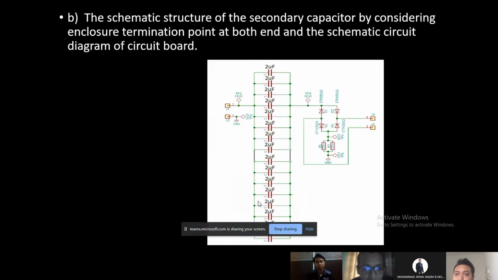And next I will pass to Nur Nazmi bin Zamri. Next is B, the schematic structure of the secondary capacitor by considering enclosure termination points at both ends, and the schematic circuit diagram of the circuit board.